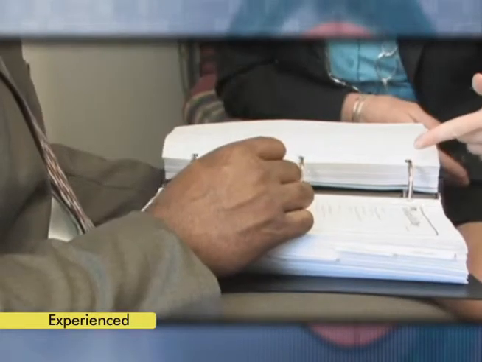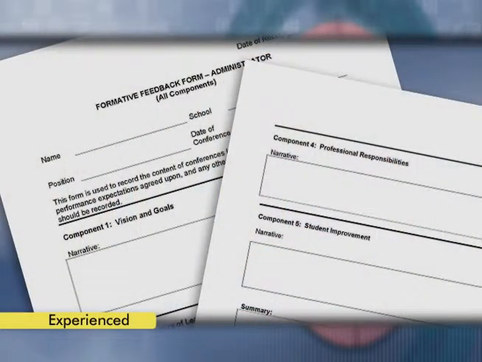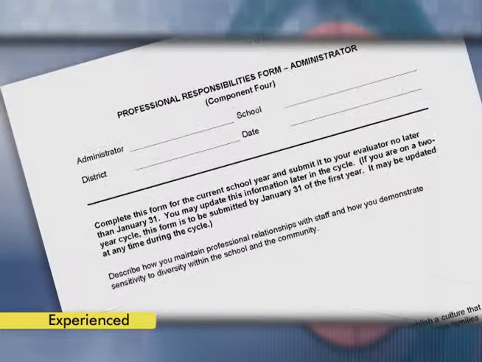The formative feedback conference takes place annually, generally in December. Progress toward goals and other issues or concerns are discussed. The evaluator completes the formative feedback form and forwards it to the administrator within 15 days of the formative conference.